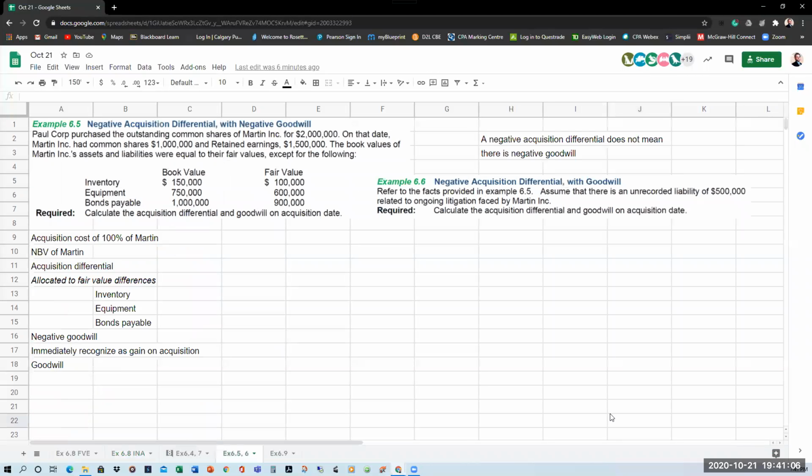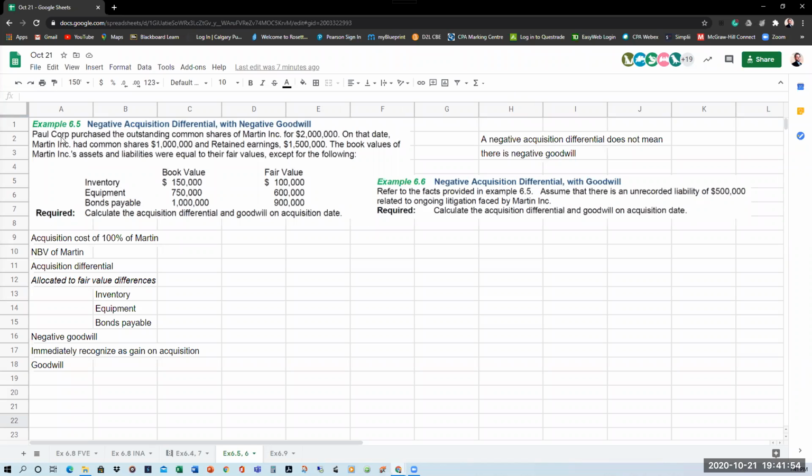I want to move on to a tiny little detail that we sometimes come across: negative acquisition differential. You just need to remember that a negative acquisition differential does not automatically mean negative goodwill. Negative goodwill is recognized immediately as a gain on acquisition. To remind us of that, I have a couple of very short examples, 6.5 and 6.6. In 6.5, there is negative acquisition differential and there's negative goodwill. If there's negative goodwill, it's recognized immediately as a gain on acquisition.